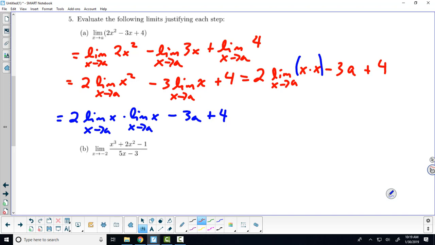Factored out isn't quite the word I'm looking for because it's not like a constant. It doesn't just come out of the limit. So you distribute the limit? Yeah, I distributed the limit over the product. Can I distribute limits over products? Yes. Okay. So we can rewrite this now as 2 times, what's the limit as x approaches a of x? It's a times a minus 3a plus 4. And here is that not very exciting result.